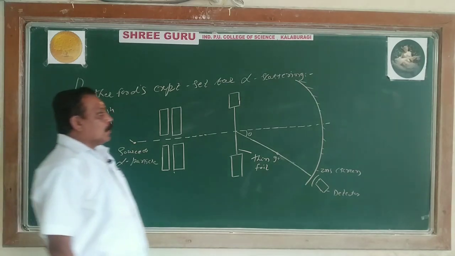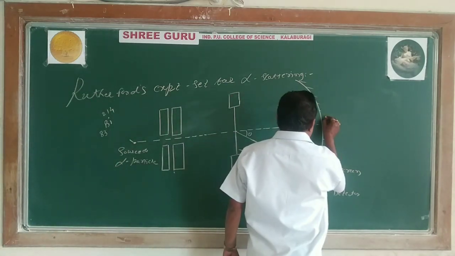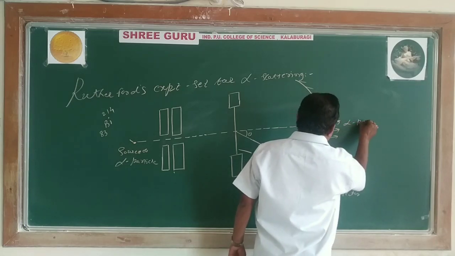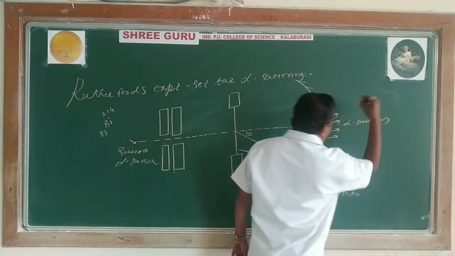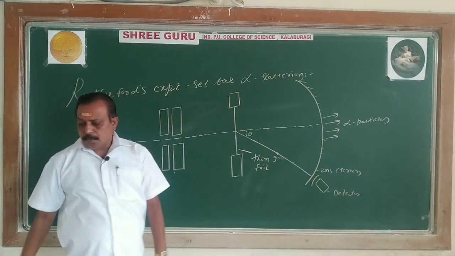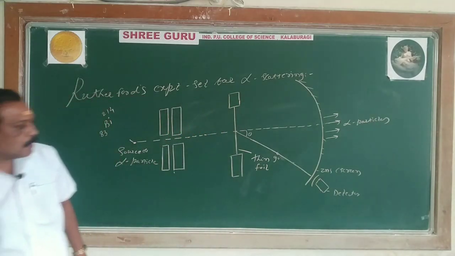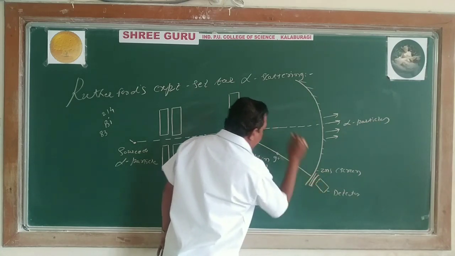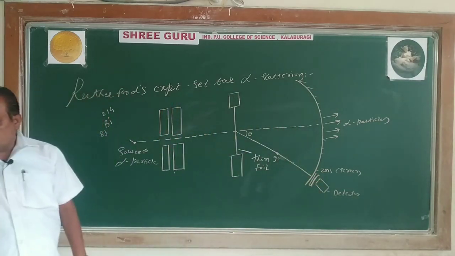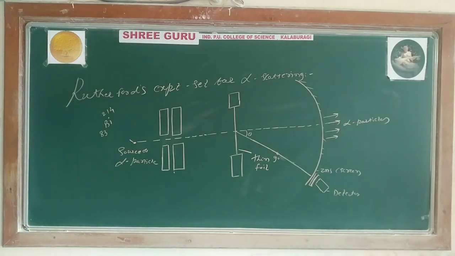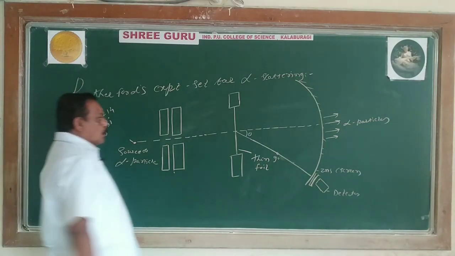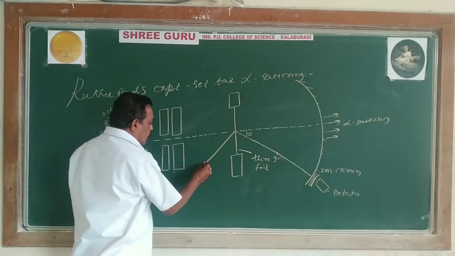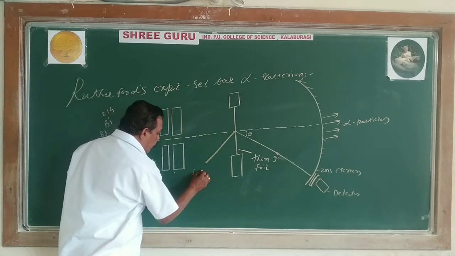So, maximum alpha particles are passing through this gold foil. Then, what is the conclusion? There are certain particles which get scattered. So, 1 in 8,000.